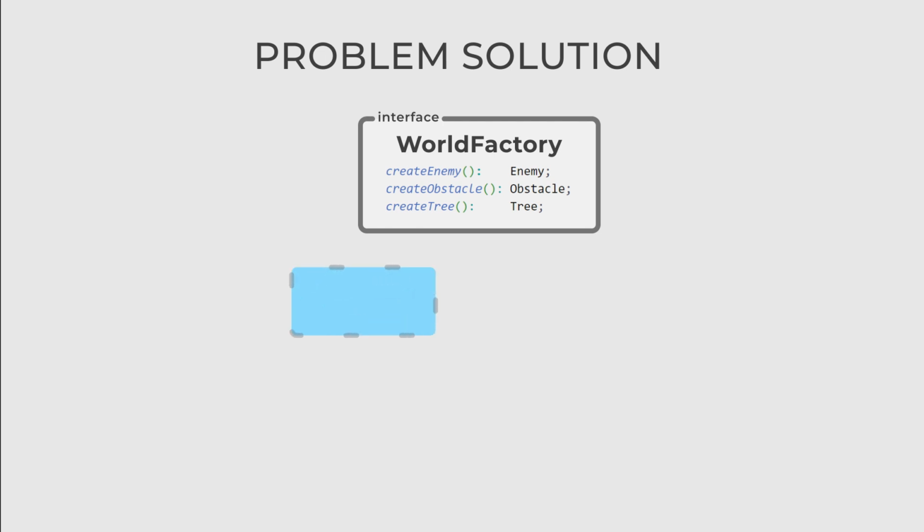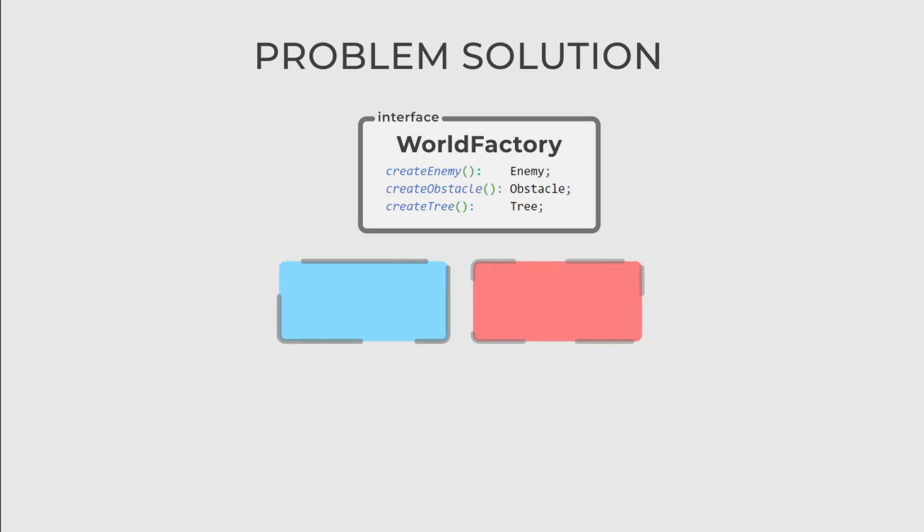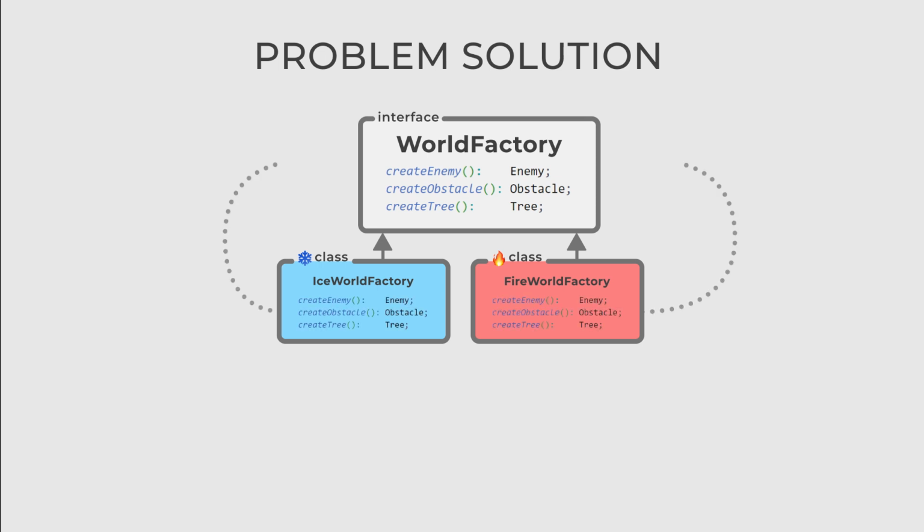First, let's create a world factory, which is an interface that defines methods for creating different types of objects in the world. Concrete implementations of world factory create objects specific to ice and fire worlds. Let's call them Ice World Factory and Fire World Factory. Each of these concrete factories will implement all the world factory methods and return specific objects corresponding to their world.